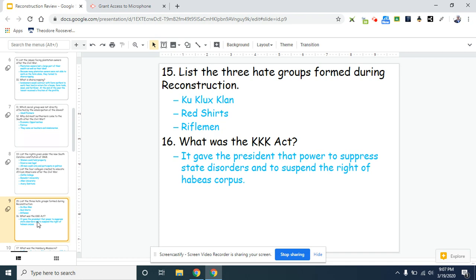Number 16, what was the KKK Act? It gave the president power to suppress state disorders and to suspend the right of habeas corpus. So we already talked about it. It was such a major issue that they gave the president executive law enforcement power to use like the military to come and crush these types of activities that the KKK was carrying out.